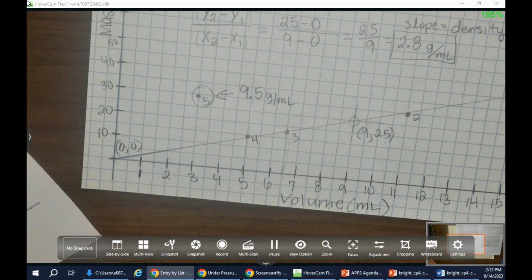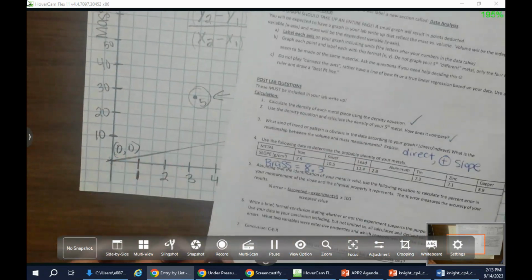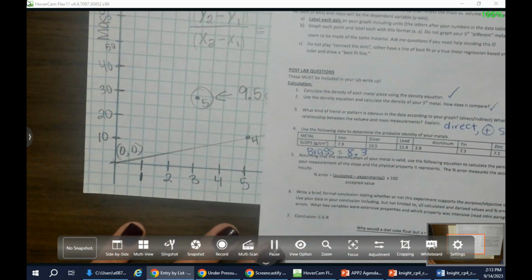And then it says for number 3, what kind of trend or pattern is obvious in the data according to your graph. So right here we have a positive slope, so going up our page. So if I have a positive slope, that means that as volume goes up, mass goes up. Is this a direct relationship or an indirect? Does anybody know? That is direct. Positive slopes mean direct. If it was indirect, it would have a negative. It would mean as volume goes up, mass went down. And that's not what happened, right? They're a direct relationship. So for your answer for number 3, you'll be saying direct, and you can relate it to that positive slope, okay?